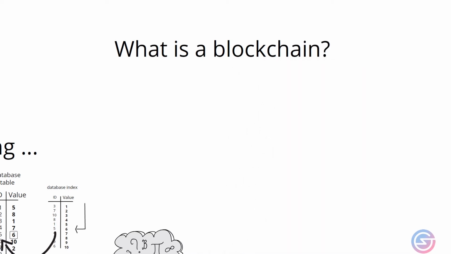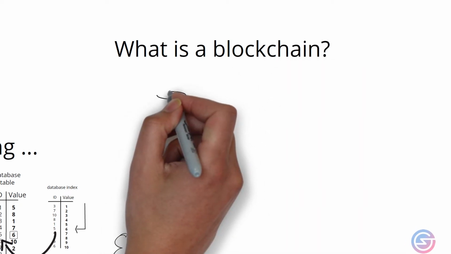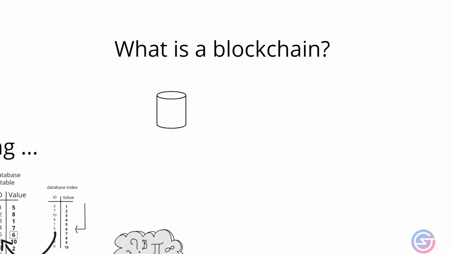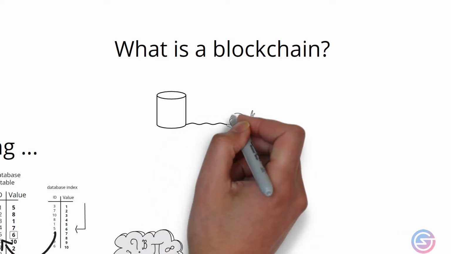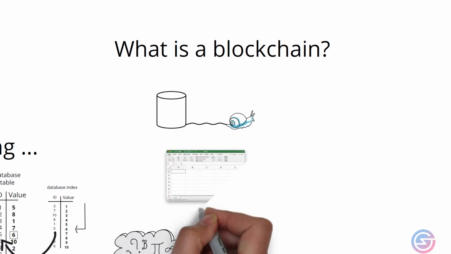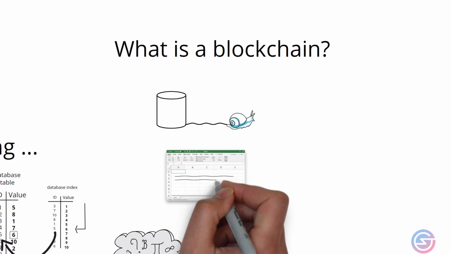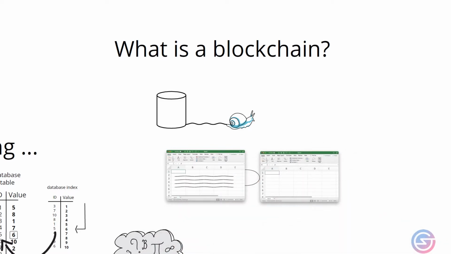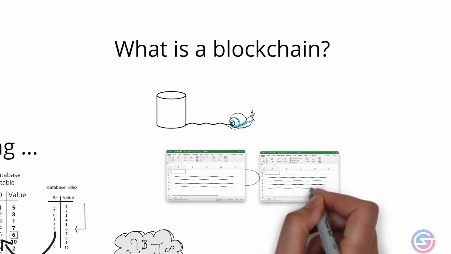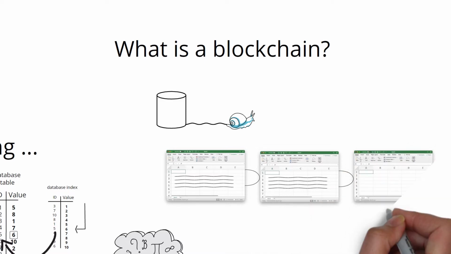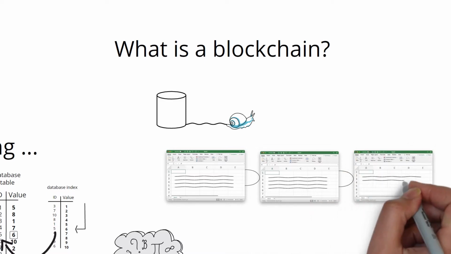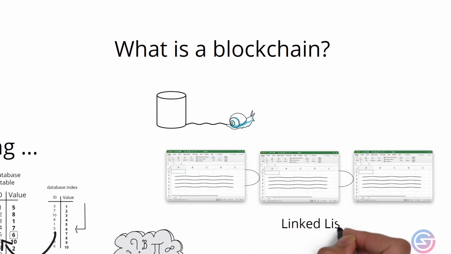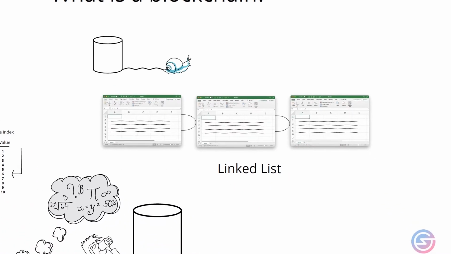What is a blockchain? A blockchain can be thought of as a very slow and inefficient database where data is stored in groups or blocks. For example, imagine an Excel spreadsheet with a list of 1,000 rows of data. We then create multiple Excel sheets and then link them together. This is basically what computer scientists call a linked list.